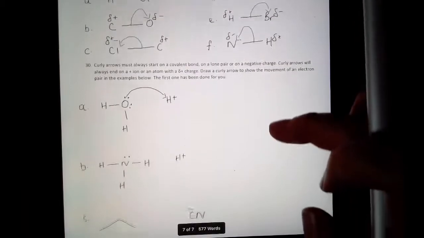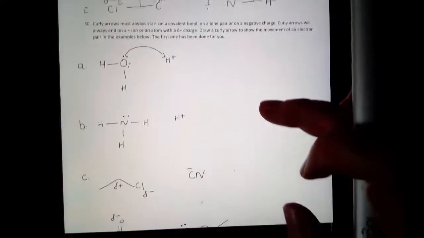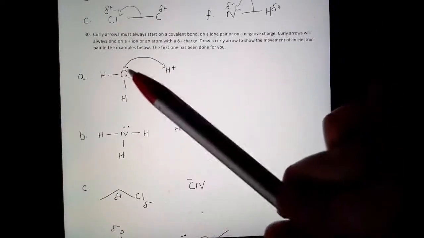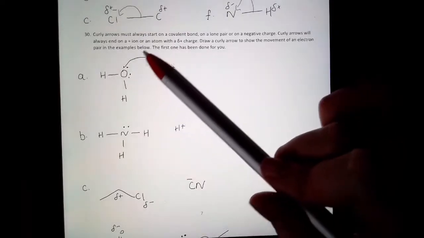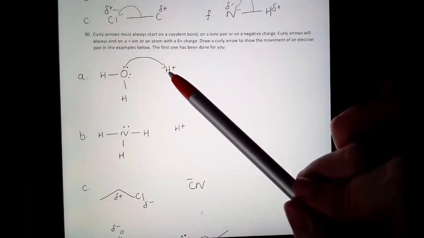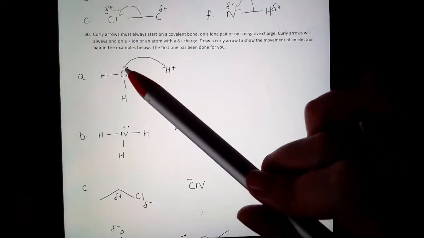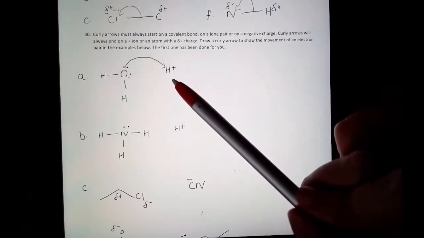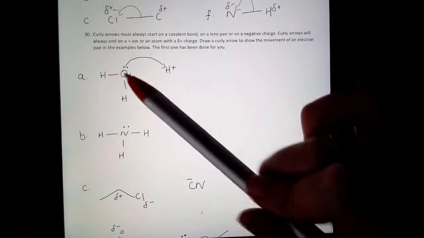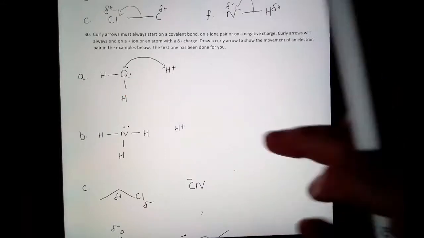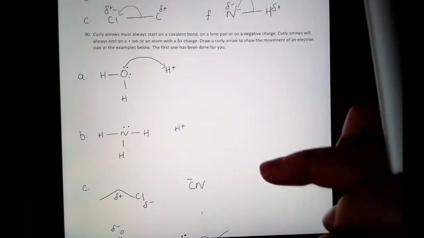Draw a curly arrow to show the movement of the electron pairs. In the example, the first one's been done for you. So here I'm starting my arrow specifically on a lone pair and I'm ending it at an H+. This is telling me that the electrons move from this pair to form a bond between something that has electrons and something that does not have electrons. And we'll look at the products of these reactions later.